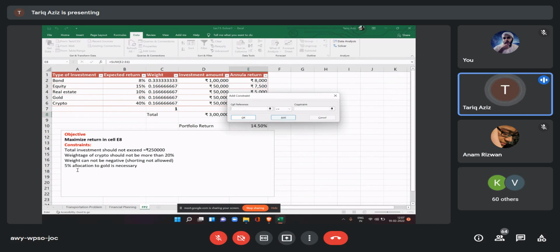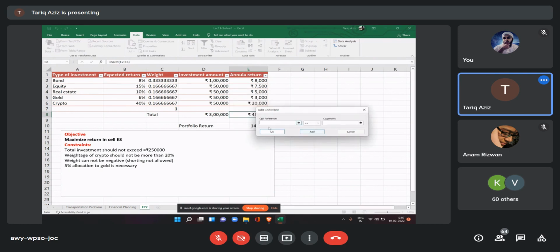The last constraint that is given here is that 5% allocation to gold is necessary. So the gold weightage is here. I will select this C5. So C5 should be equal to or more than it. Minimum should be 5%. It can be more than 5%. So that is why C5 should be equal to or more than 0.05, which is 5%.